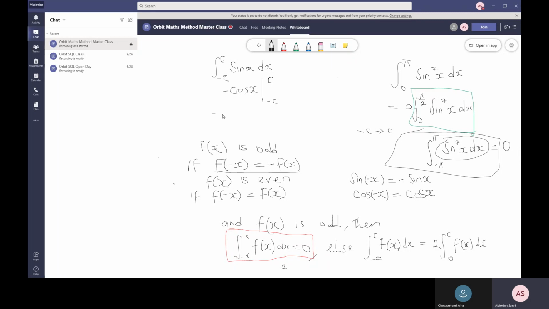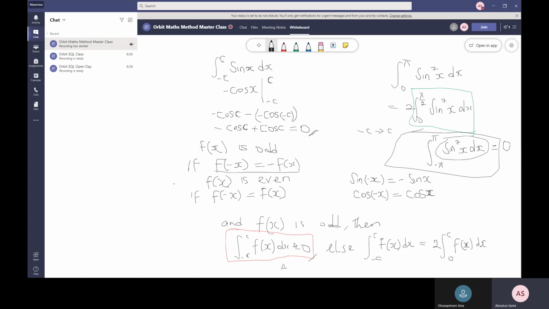Now if I put c as x, I'm going to have minus cos c. Then minus, put x as minus c, I will have cos of minus c. Then close the bracket. Now this is going to give you minus cos c, minus cos c. Minus times minus is plus. Now cos of minus c is the same as cos c. And minus cos c plus cos c is what? 0.